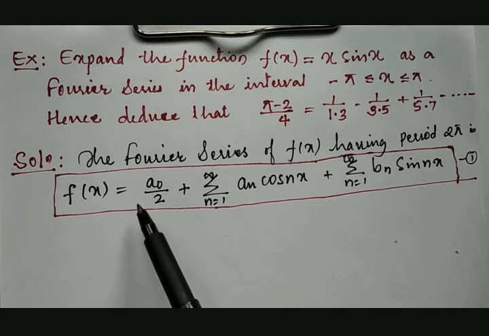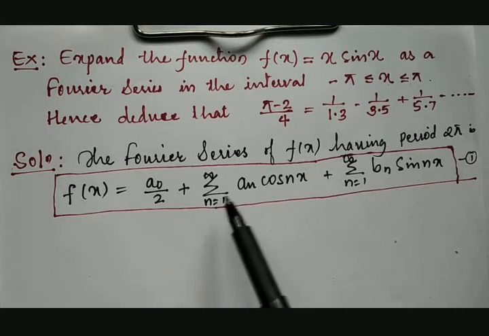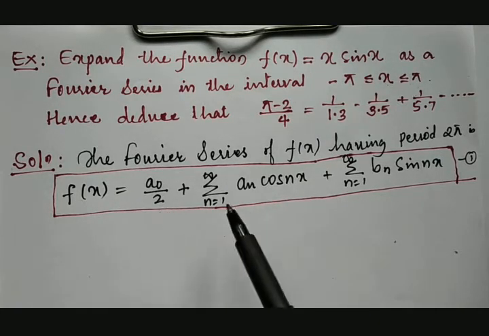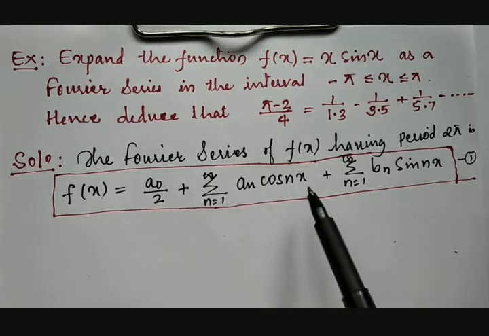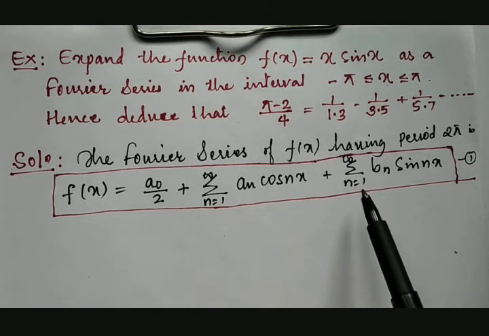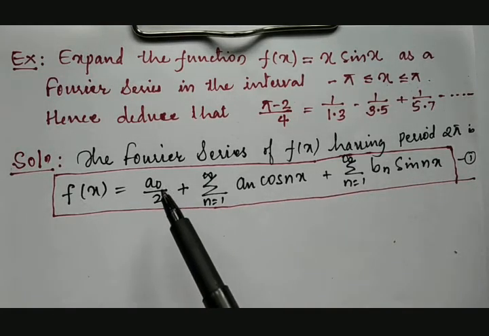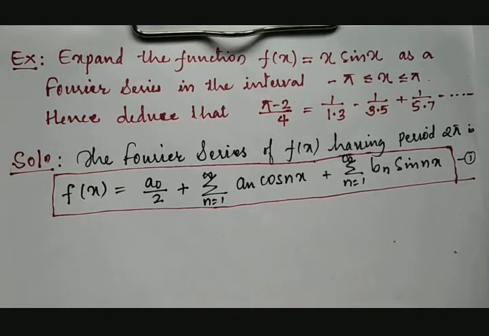f of x is equal to a0 by 2, some constant, plus summation of sine and cosine terms: a0 by 2 plus summation from n equal to 1 to infinity an into cos nx, plus summation from n equal to 1 to infinity bn into sine nx. Here a0, an, bn are the unknown coefficients which are to be determined.